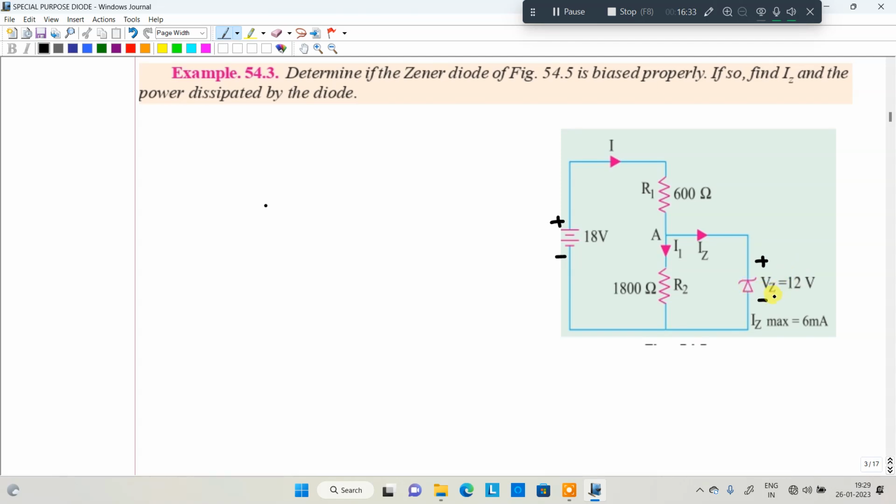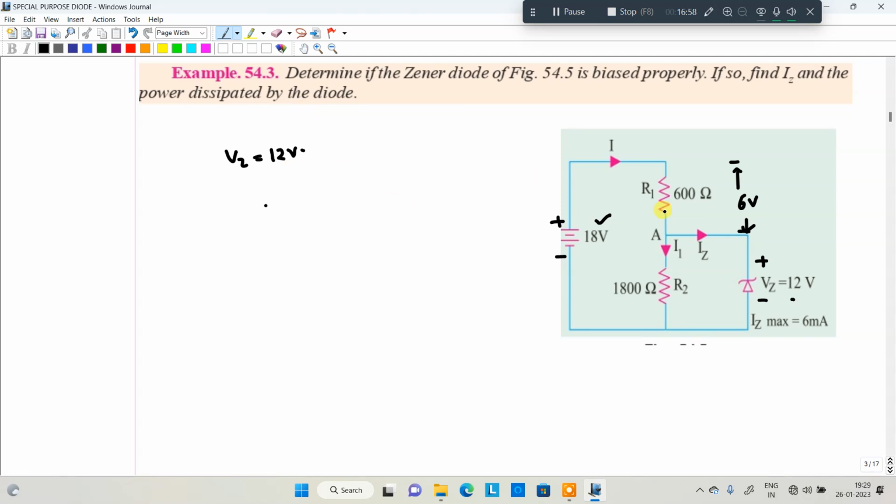After that, whenever it is reverse bias condition, what about the input voltage, 18 volt? What about the voltage here, 12 volt? Definitely, this is 12 volt, this is 18 volt, it is conducting. What is the voltage drop here? 6 volt. That means this Zener diode is conducting. Once this Zener diode is conducting, we can find out the Zener voltage is 12 volt, right?